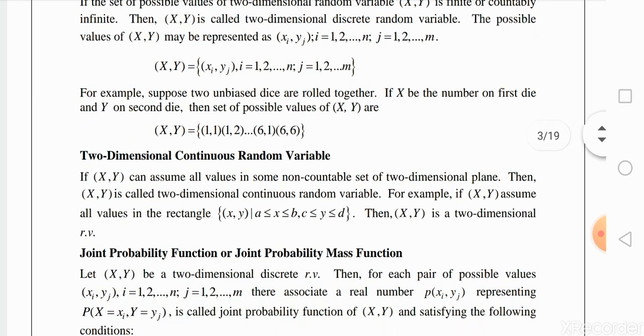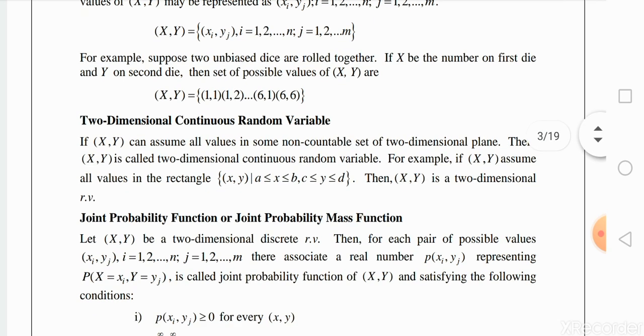Now we are going to consider the continuous random variable. As I have told you, a continuous variable takes values between 2 points and there is no discontinuity. It considers every single point between these 2 points. So X is defined as a less than or equal to X less than or equal to b, and Y is defined as c less than or equal to Y less than or equal to d. These two variables are called continuous random variables.